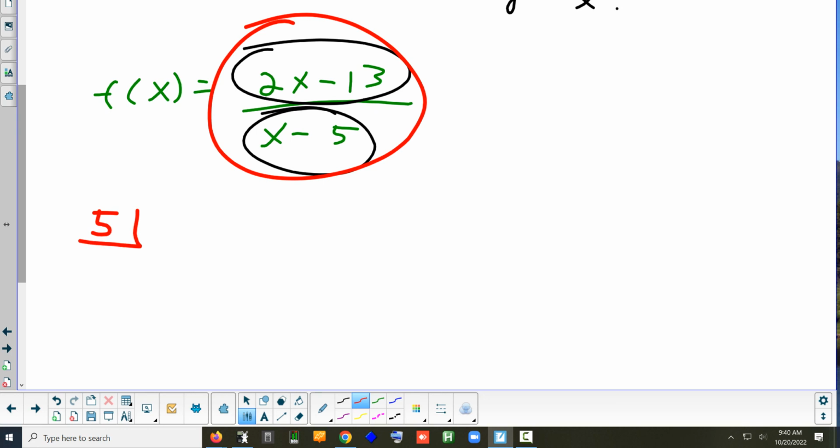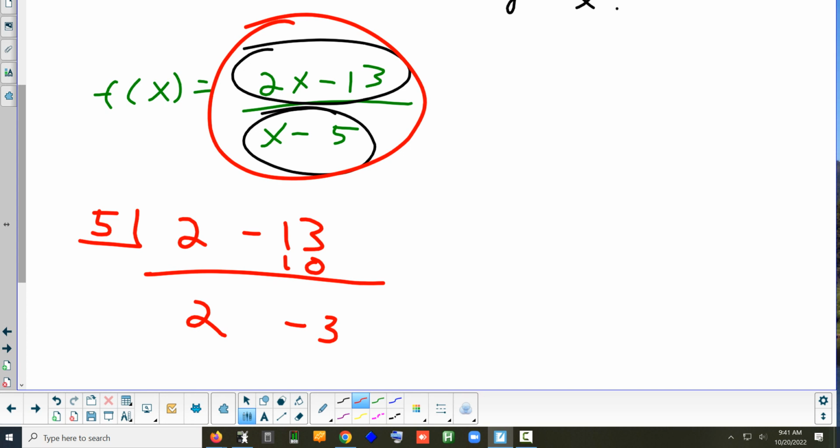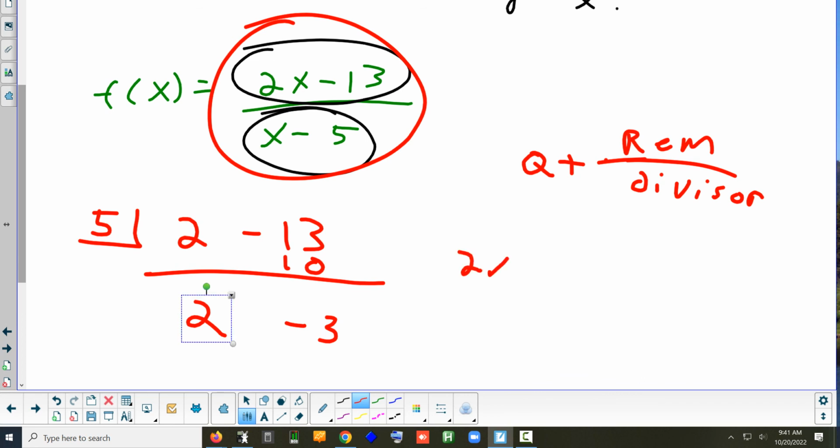Let me put 5, 2, negative 13. Bring down my 2. 5 times 2 is 10. Negative 13 plus 10 is negative 3. Okay, so I can write it as quotient plus remainder over divisor. So let me just fix this and then we'll do the problem. So my quotient is 2. Sorry, not even an x because there's only... That's my remainder. So my quotient is 2. My remainder is actually a minus this time. And my original divisor was x minus 5.